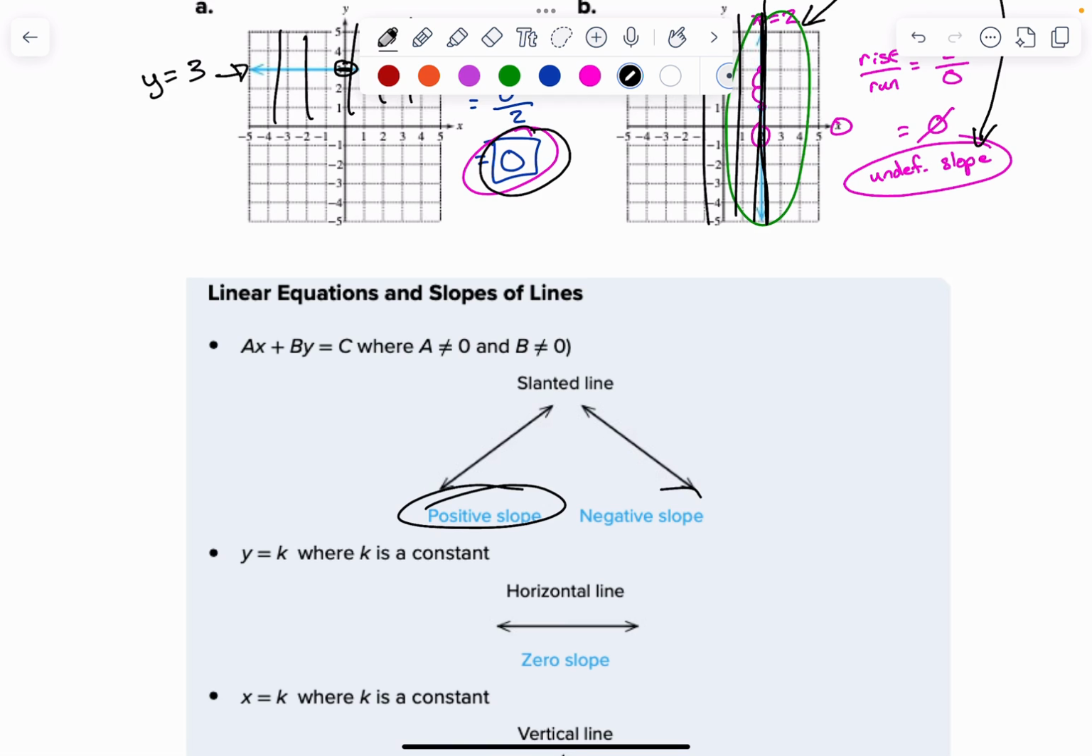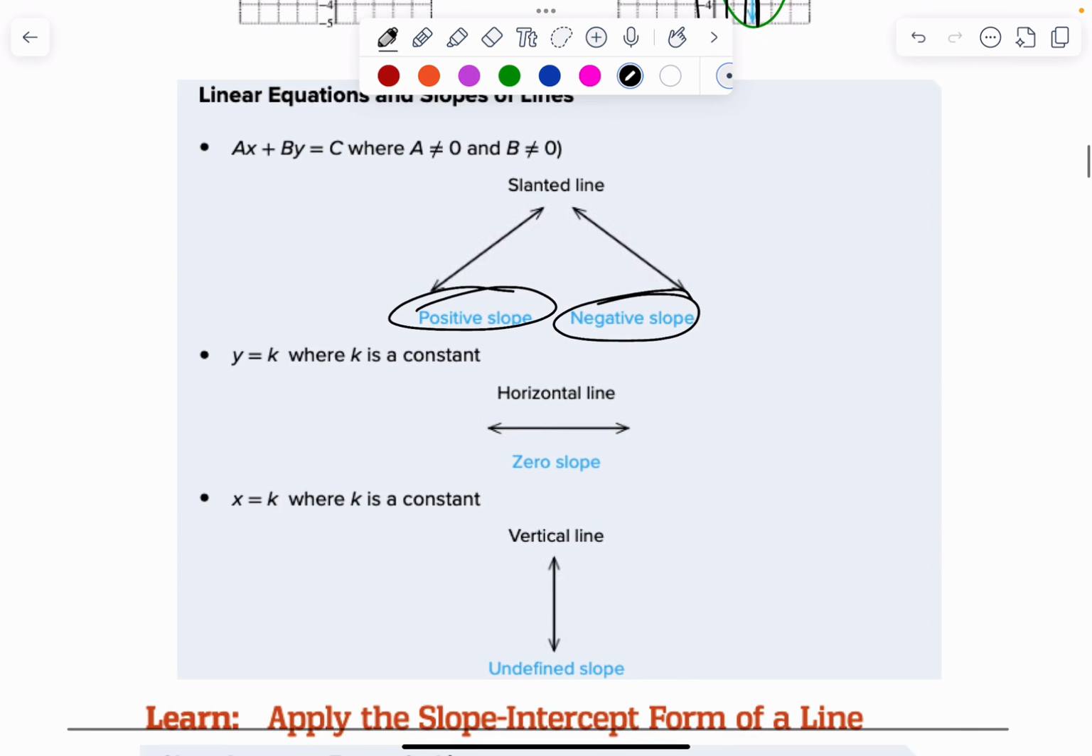All right, linear equations and slopes. This has a positive slope, a negative slope. Horizontal line has 0 slope. Vertical line has undefined slope. We just went through all those, right?